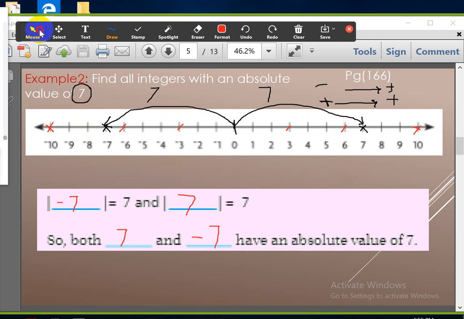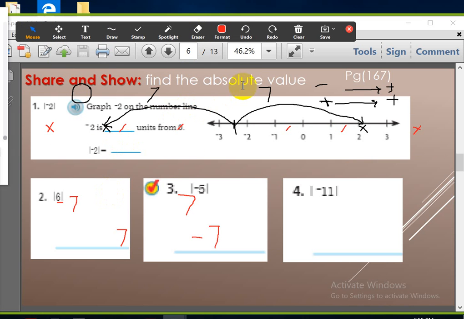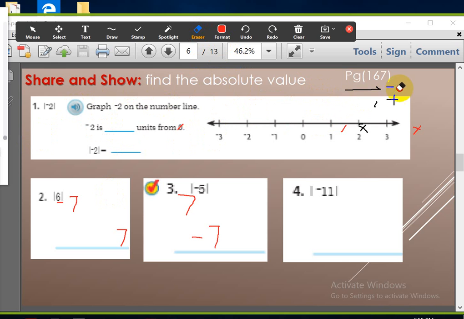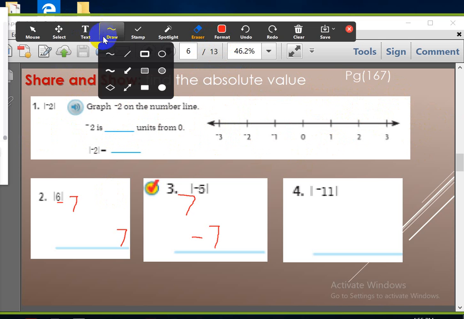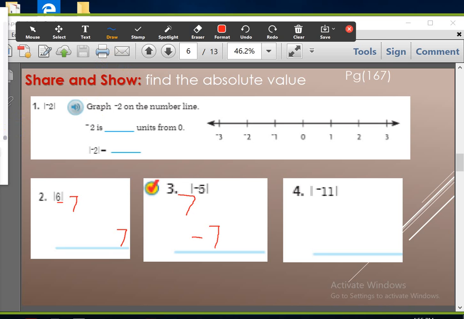Okay, so let's move to page 167. We will solve number 1. Graph negative 2 on the number line, and I want to find the absolute value of 2. Yes, Joanna. Okay, I want to graph negative 2. Negative 2 is a negative number. It will be on the left side of 0. This is negative 2, if you want to graph it on the number line. Yes, Joanna, what is the absolute value of negative 2?